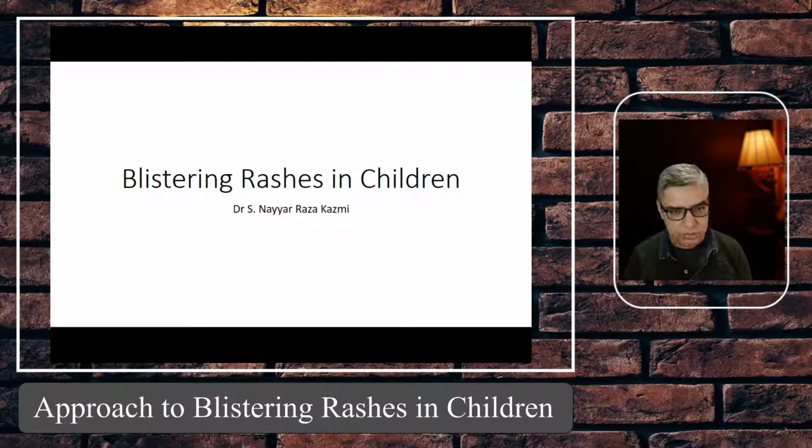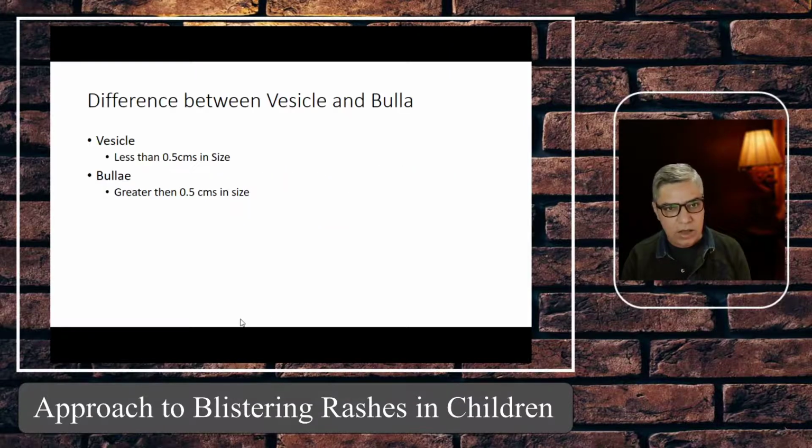Now a blister is a lesion, a skin rash, which is filled with clear fluid. So please keep in mind that blistering rashes are raised rashes which are filled with clear fluid. It's very important that you should know that it is clear fluid. If it is filled with pus, then it becomes a pustule. So blistering rashes, most of the time, would present with rashes which are filled with clear fluid.